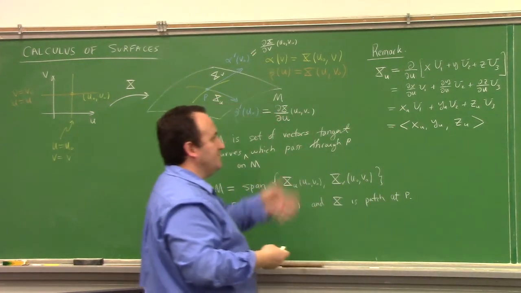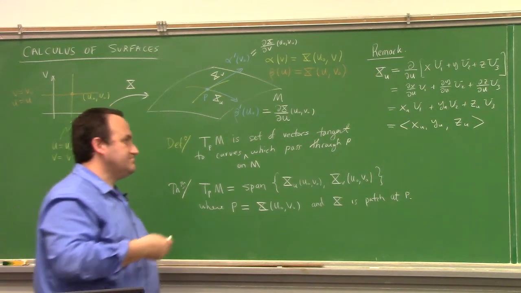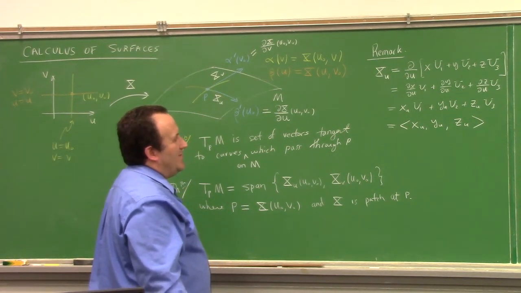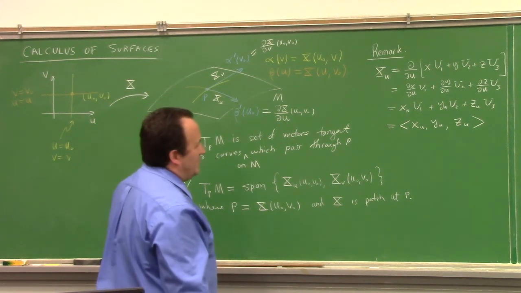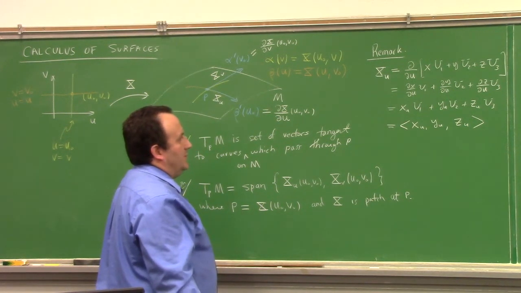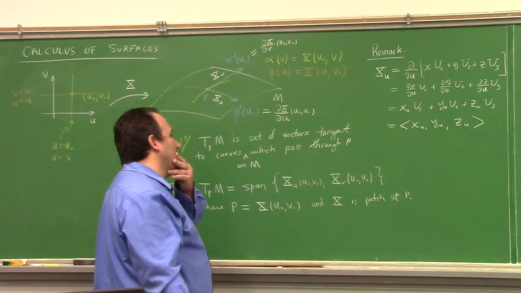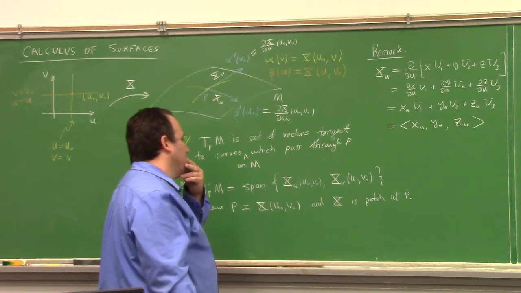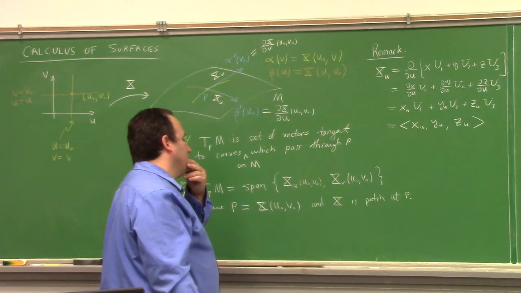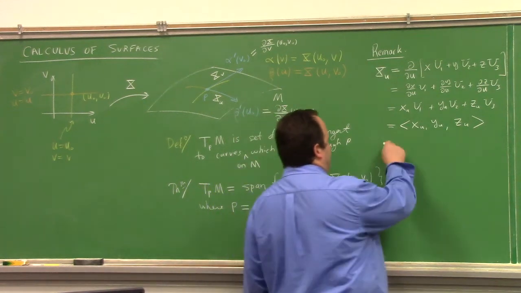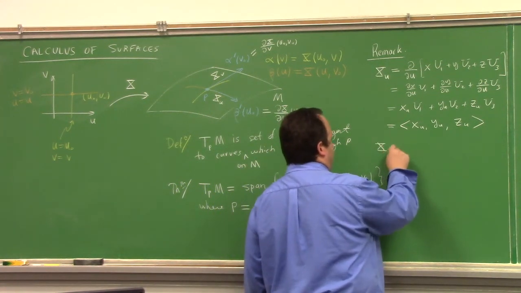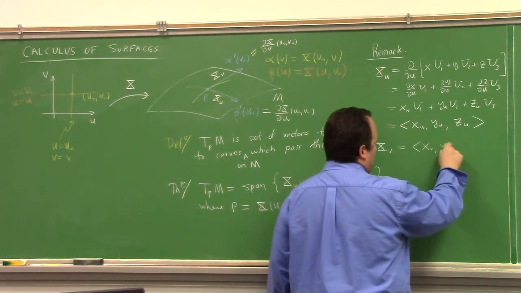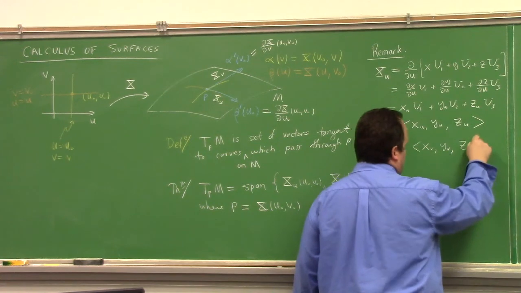So likewise, can I say this? Yeah, that's fine. There's something else I want to say here, and I can't quite put my finger on it. X of v, on the other hand, would be xv, yv, zv, right? All right.